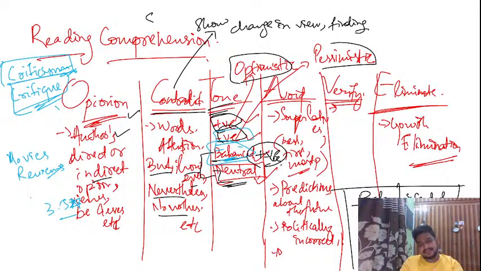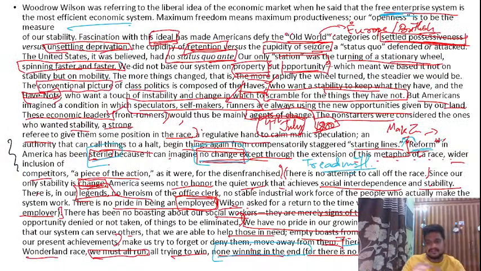Whereas criticism is something which we saw here. Whoever it can be, a journalist or an opinionated writer, who is writing totally against capitalism or Woodrow Wilson.